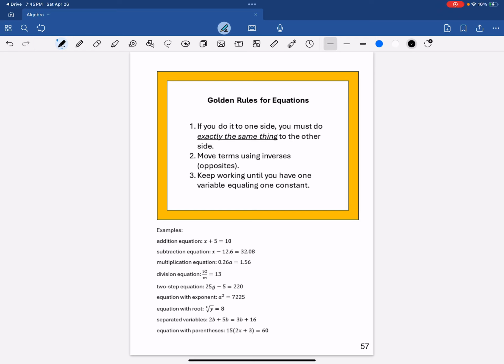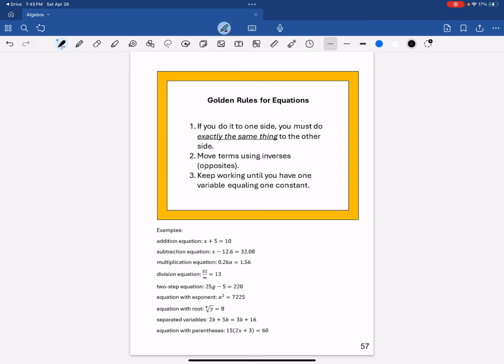On page 57, I want to review with you how to solve algebra equations. Or maybe no one has ever explained how these work. So, whichever it is, let's take a look at the golden rules for equations. If you can remember these three rules, you can solve just about any equation.